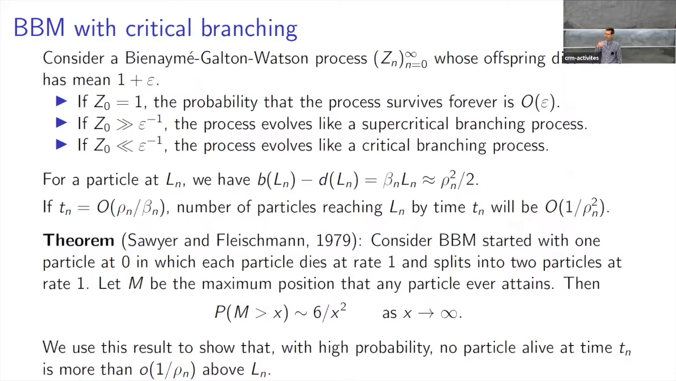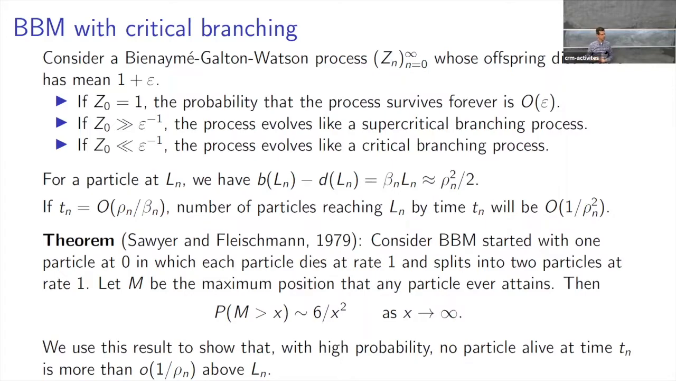So let's step back and just consider an ordinary Bienaymé-Galton-Watson process whose offspring distribution has a mean of 1 plus epsilon. So it's supercritical, but it's very close to being critical. Now, if we start with just one particle at time 0, the probability that this process survives forever is going to be of order epsilon.